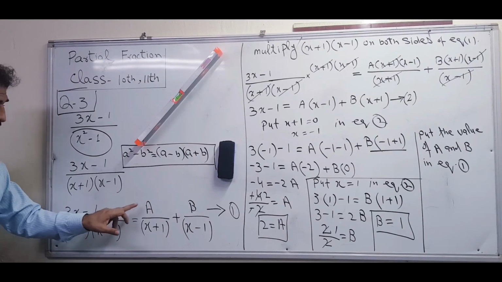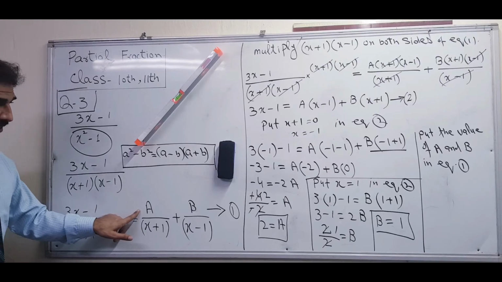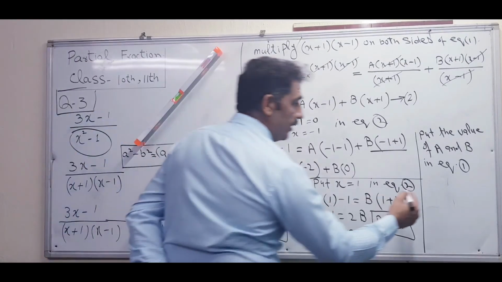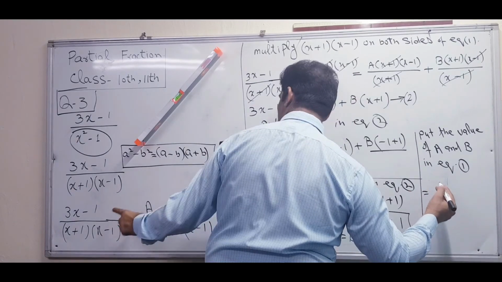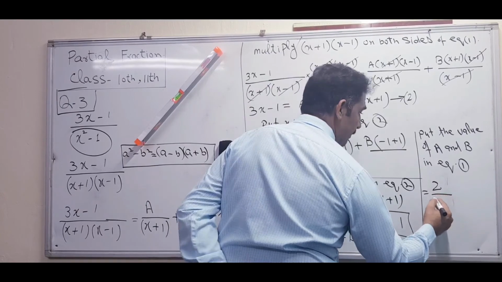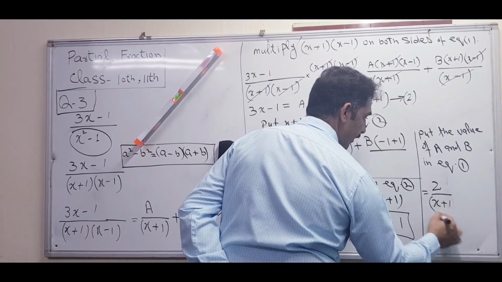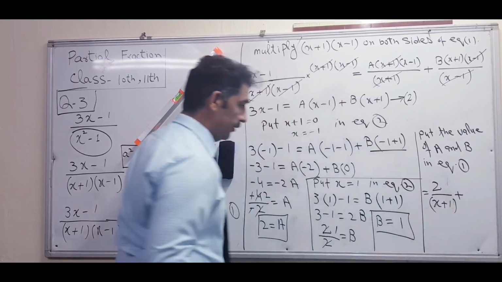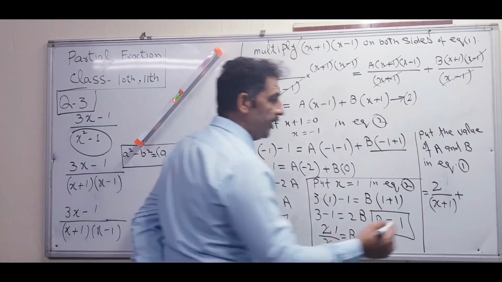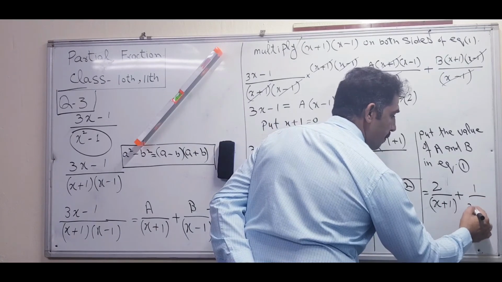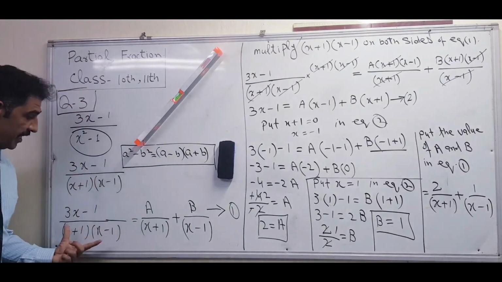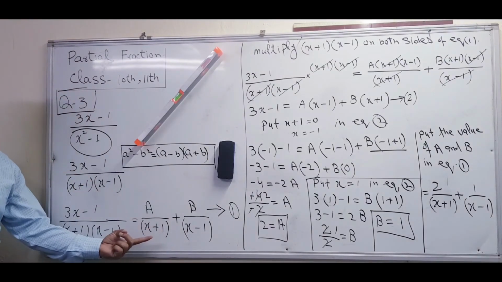So on the right hand side, what will you write? What is the value of a? The value of a is equal to 2. Good, you will write that. Because the place is small, I am writing here only the right hand side. 2 over x plus 1, and plus, what's the value here? b is equal to 1. So 1 over x minus 1. You can see that this fraction has two parts.